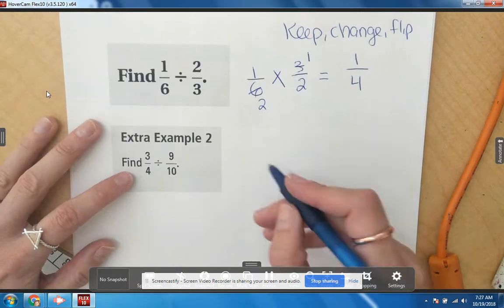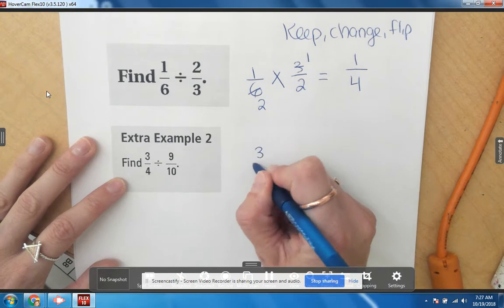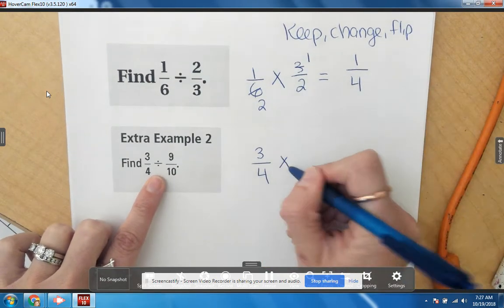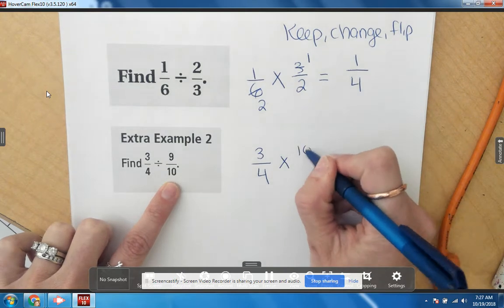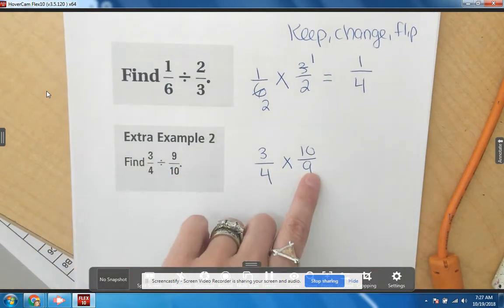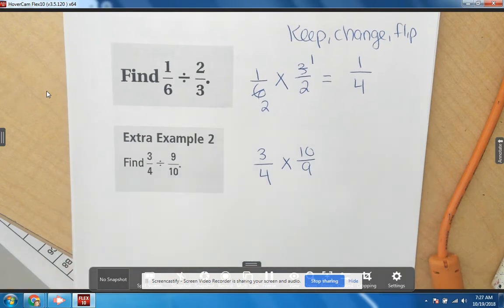Okay, let's try another one. You guys can just watch. Keep the first fraction the same. Change the division to a times. Flip over the second fraction. It has to be keep, change, flip. If you flip the first one and keep the second one, it doesn't work because that's like dividing backwards. And with division, order matters.